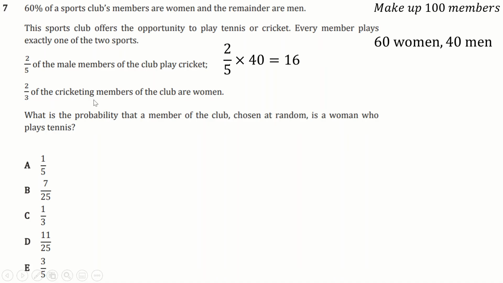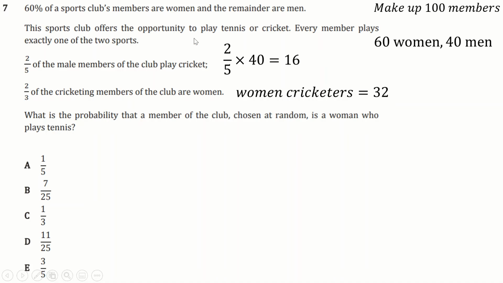Now, if 2/3 of the cricketing members are women, then that means 1/3 of the cricketing members are men. If 1/3 is 16, then that means that 3/3, or the total number of cricketers, is 16 times 3, which is 48, which means women cricketers are 32. Another way to think about that would be, well, if 1/3 of the cricketers are men and 2/3 are women, then that means there are just twice as many women playing as men. So you just times this by 2.